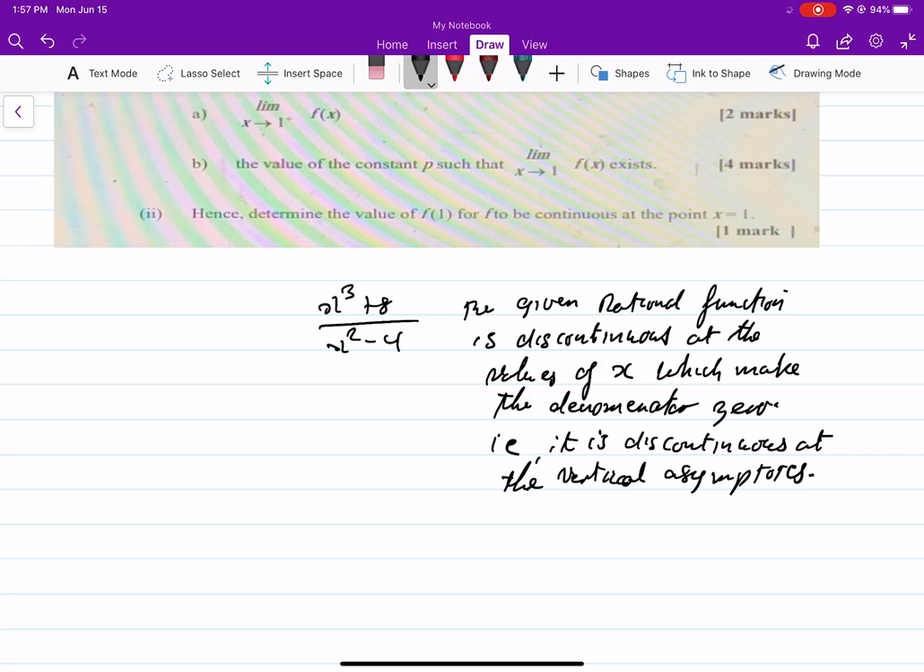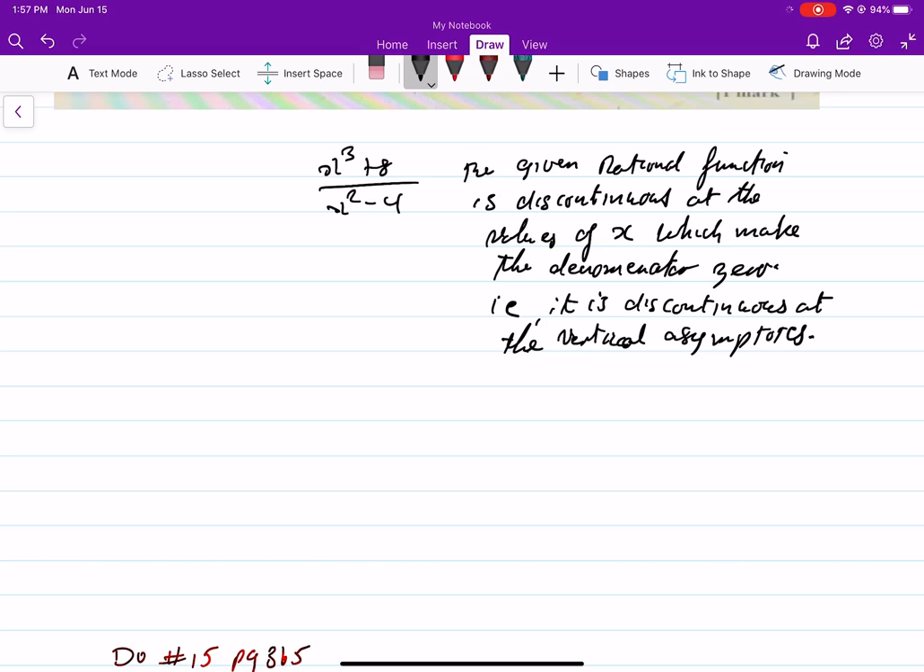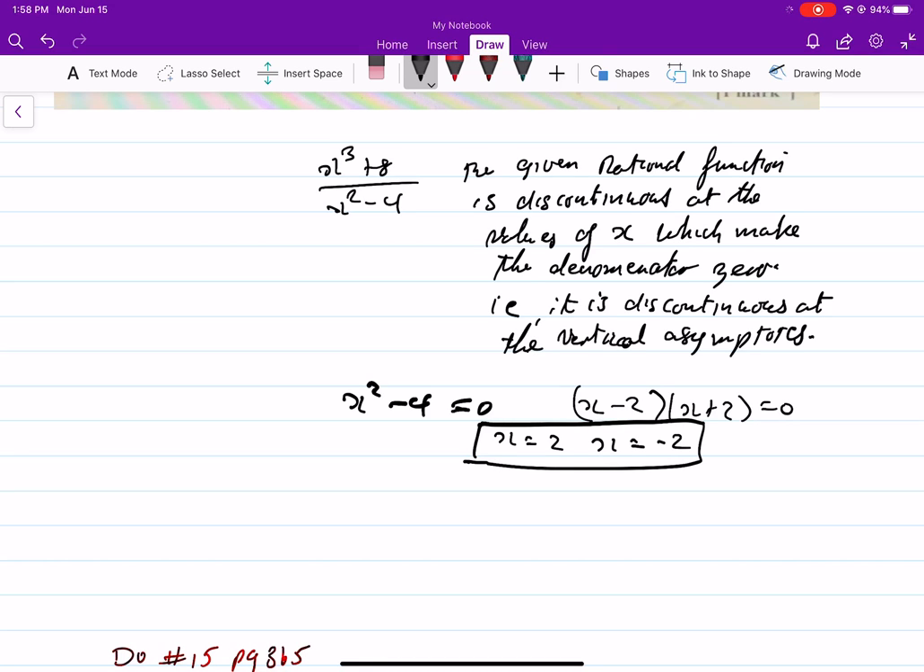So if we set the denominator equal to 0, x squared minus 4 is equal to 0. You can either use difference of squares or throw over the 4. I'm choosing to do difference of squares. x minus 2 times x plus 2 is equal to 0, which makes x equal to 2 and x equal to minus 2. Right? f of x is discontinuous at these values of x. So that answers the first part.